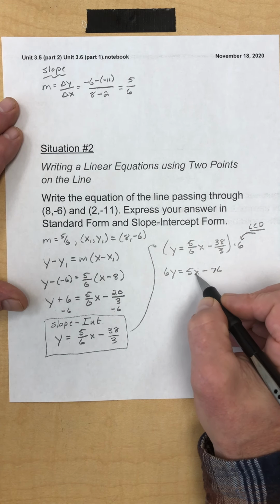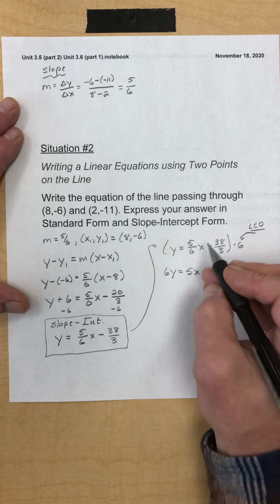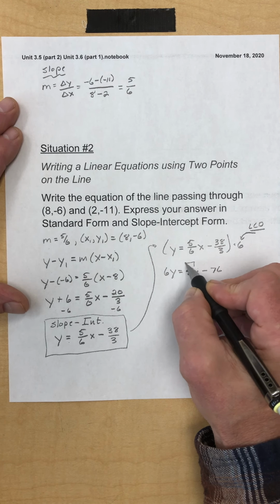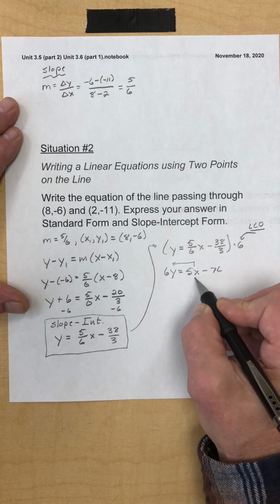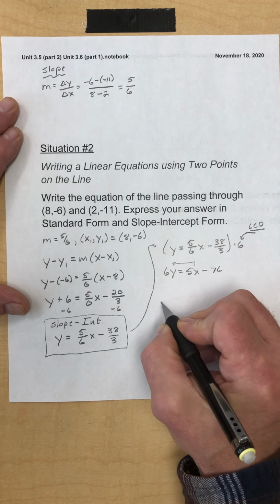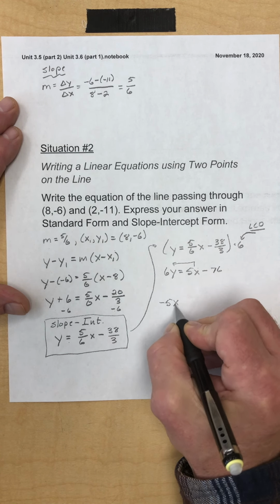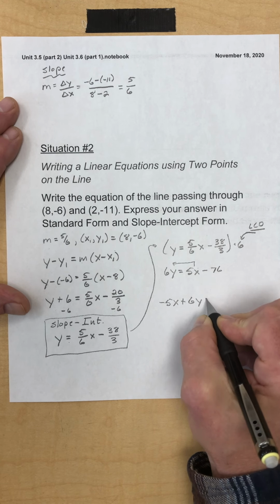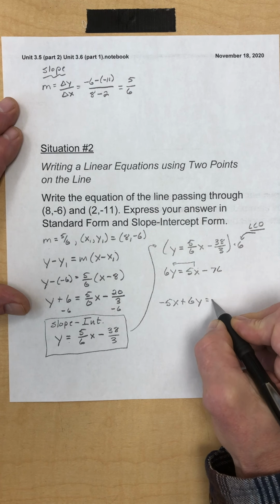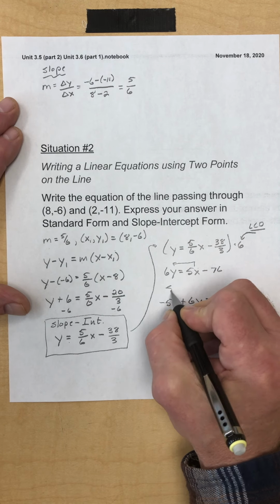Now all I have to do is get the x and the y both over on the left. So if I bring this guy over, it starts positive on the right side, so when it moves over it becomes negative, so I get -5x plus 6y equals -76. And that's my standard form.